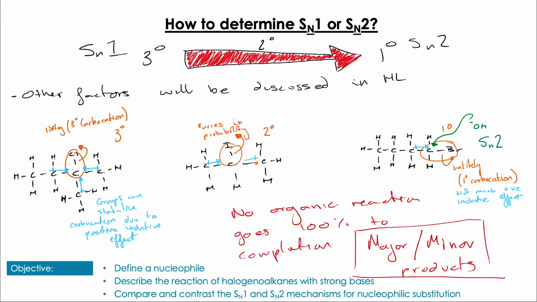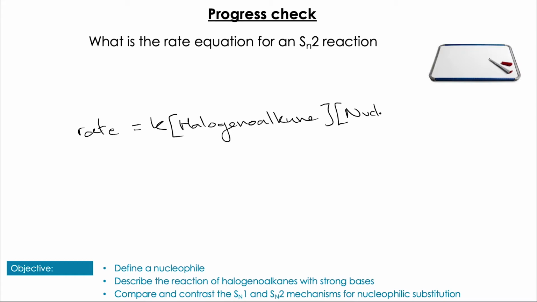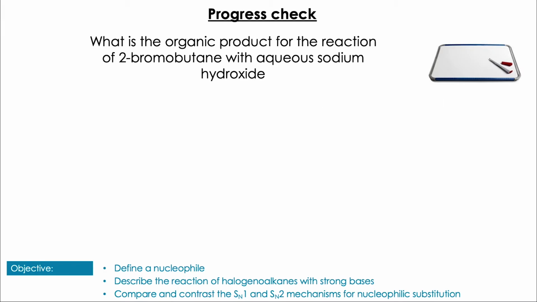Time to give yourself a little test then. What is the rate equation for an Sn2 reaction? Pause the video to give yourself a moment. Pop them up. So hopefully you got rate equals K times the concentration of the halogenoalkane multiplied by the concentration of the nucleophile. Next question.